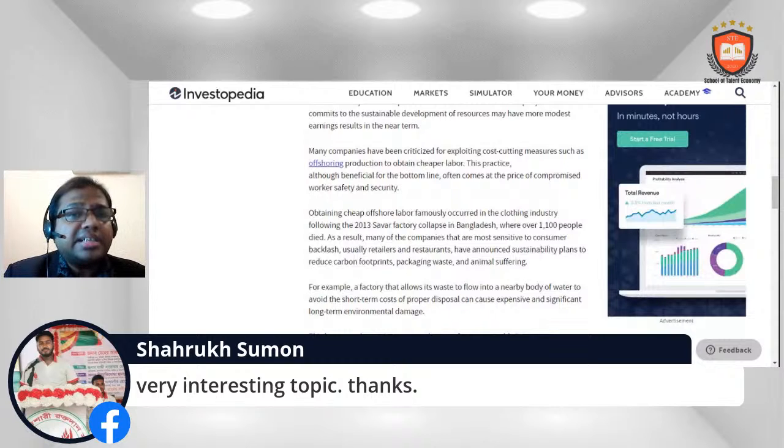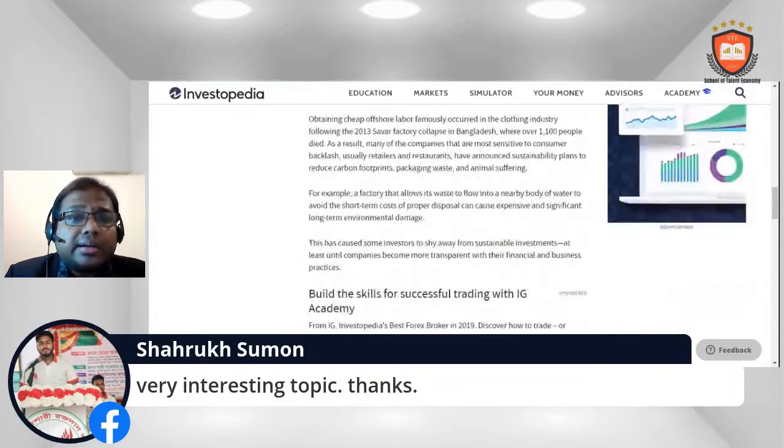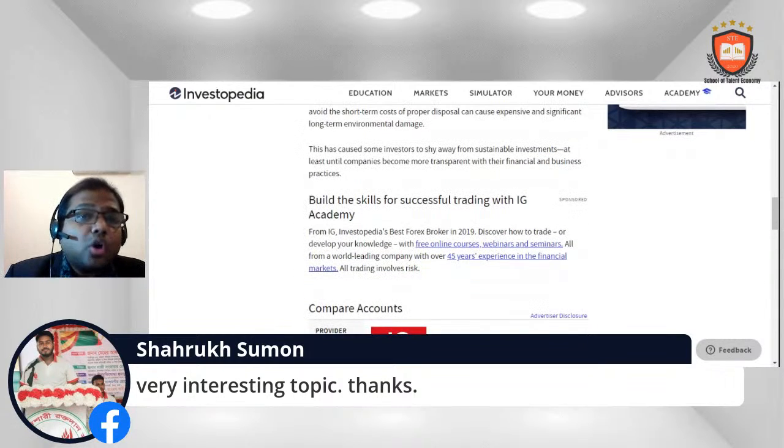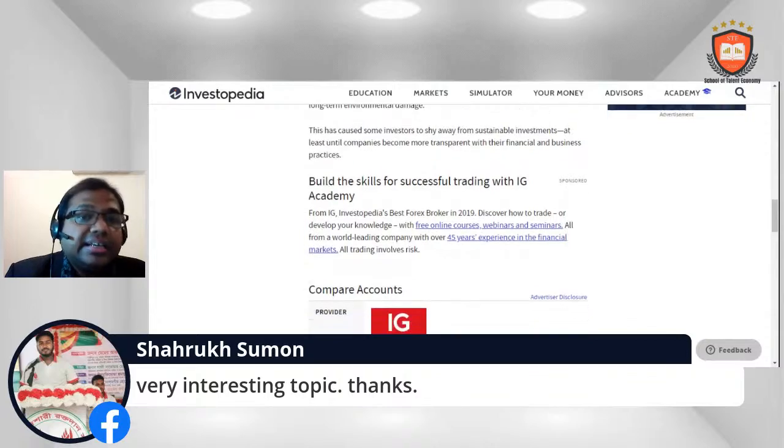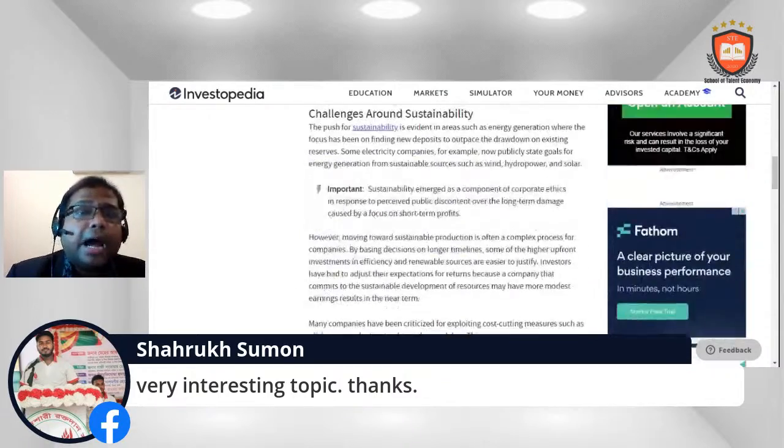Like in Savar, Bangladesh, many people died because they did not take sustainability seriously. The factory allowed its waste to flow into a nearby body of water to avoid the short-term cost of proper disposal, which can cause expensive and significant long-term environmental damage. This has caused some investors to shy away from sustainable investment, at least until companies become more transparent with their financial and business practices. This is ultimately the way we can survive.